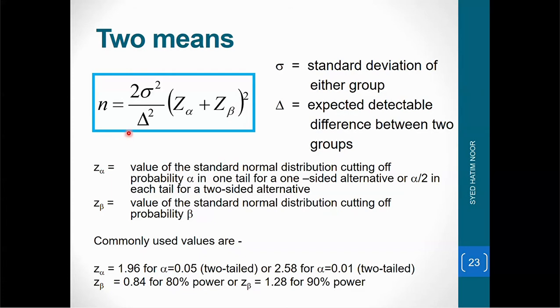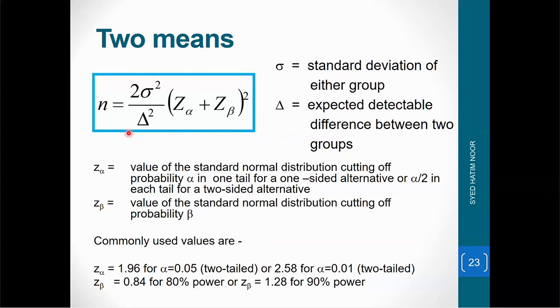What is the difference? Only Z is squared. Z alpha is your alpha, the level of significance. Beta is what? You have learned beta already. Beta is not power. One minus beta is power, right? Beta is the type 2 error.